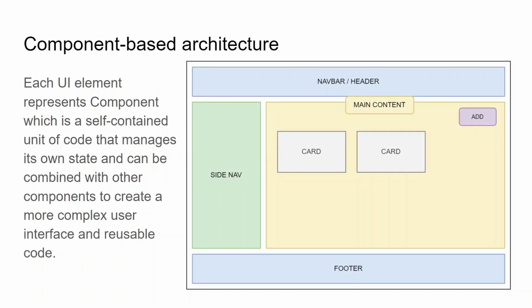Let's discuss what is component based architecture. You can see here a web page. It has a navbar, side nav, footer, and main content. Here, navbar is a component, side nav is a component, footer may be a component, even the main content, and inside that you may see the cards. That can also be a component, and the add button can also be a component. A component is a UI element on the page, a self-contained unit of code that manages its own state and can be combined with other components to create more complex UI.